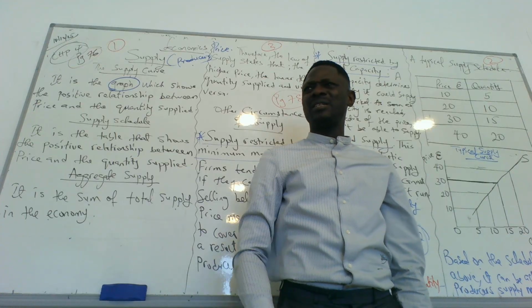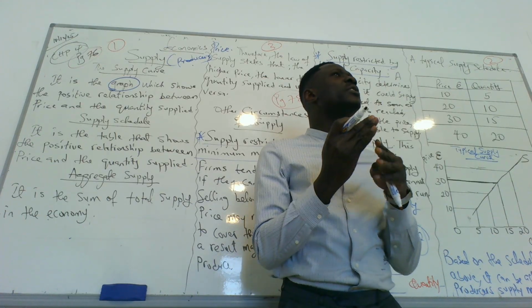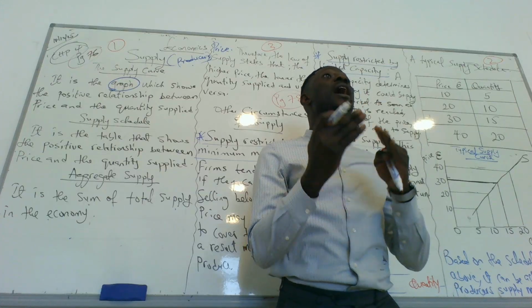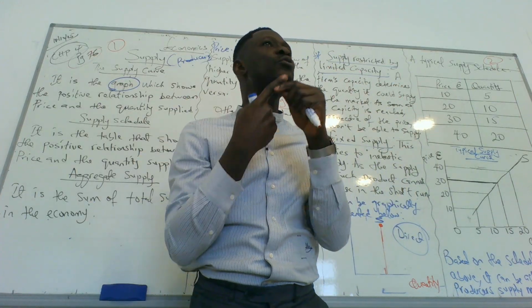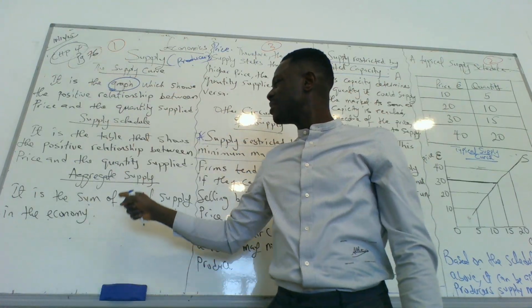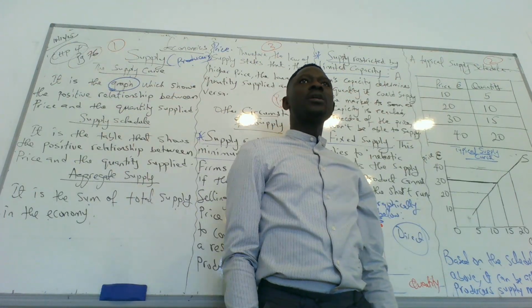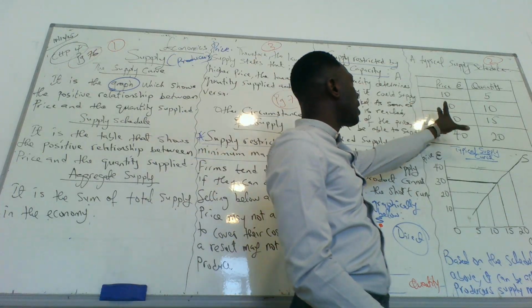Stop that, please. Who's making that sound? The sum of the total supply in the market is aggregate supply. ISM is one, individual supply. But when it comes to the market, this total market supply is called aggregate supply. Do we understand aggregate supply here? Great.